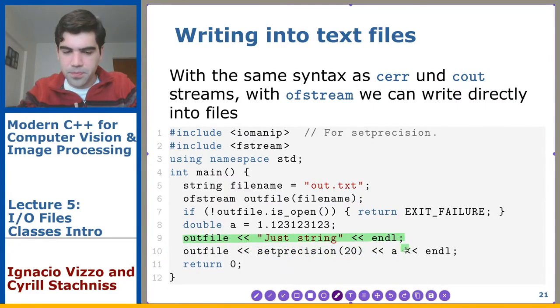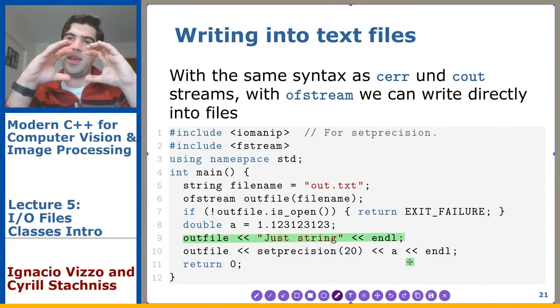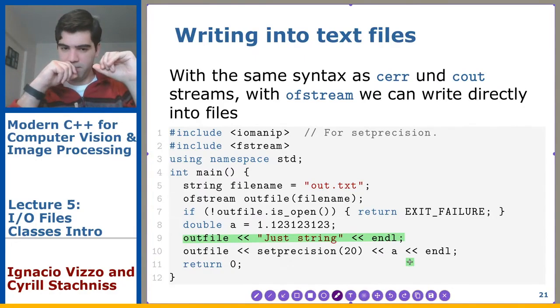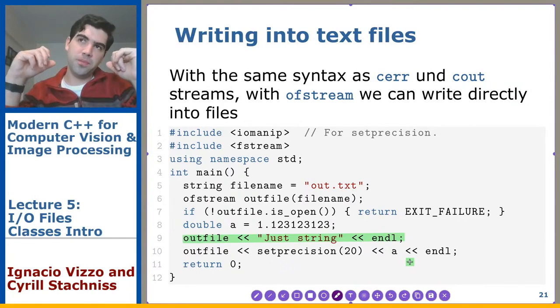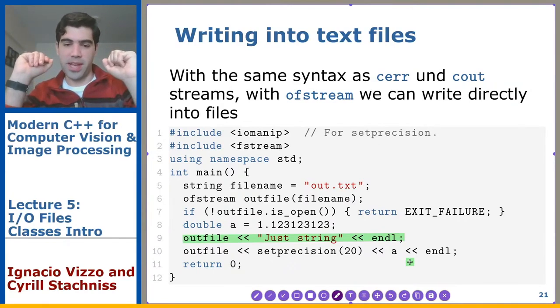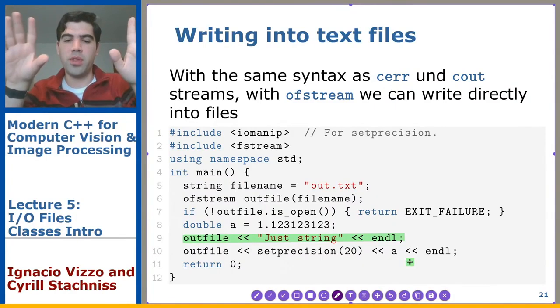So in this case, the output file stream is acting as the cout, and this is what you will do if you were doing this image browser exercise, but in a good way. But remember, just use the standard output for the homework.